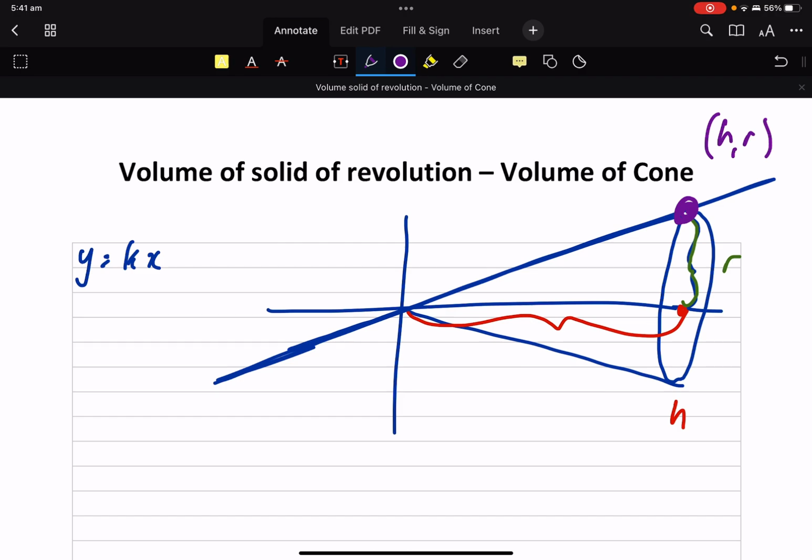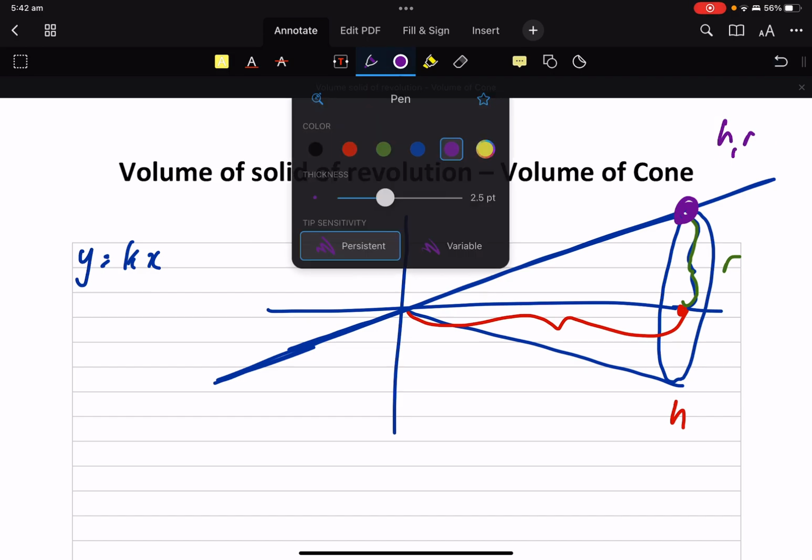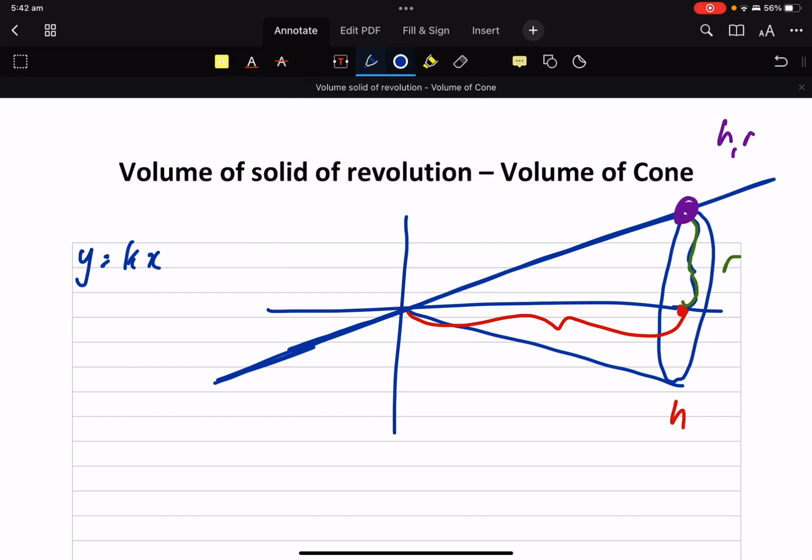That's the point (h, r). So if we think about the slope k, it is rise over run. So my rise is r and my run is h. I guess I can get rid of all of that now. So it's really not kx, it's y equals, rise on run, r on h x. And that covers any cone that has a radius r and a height of h.